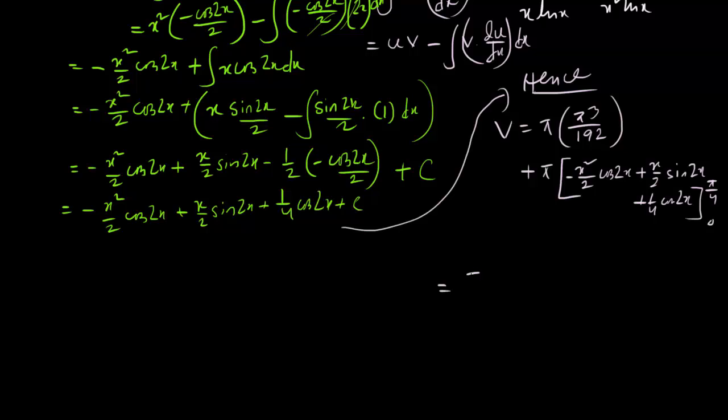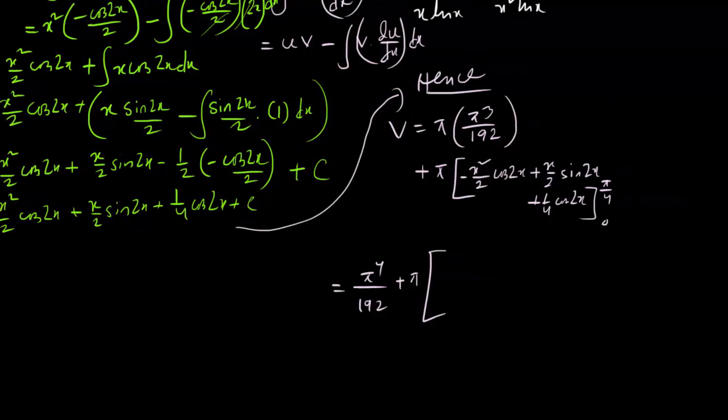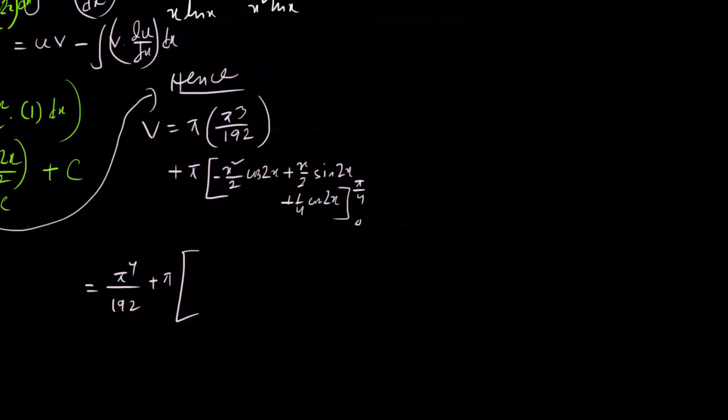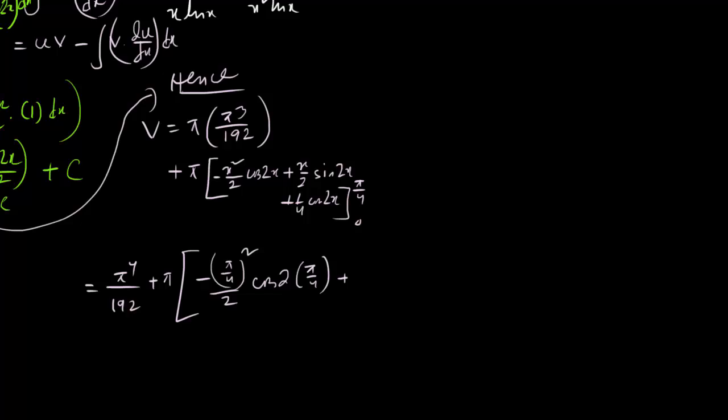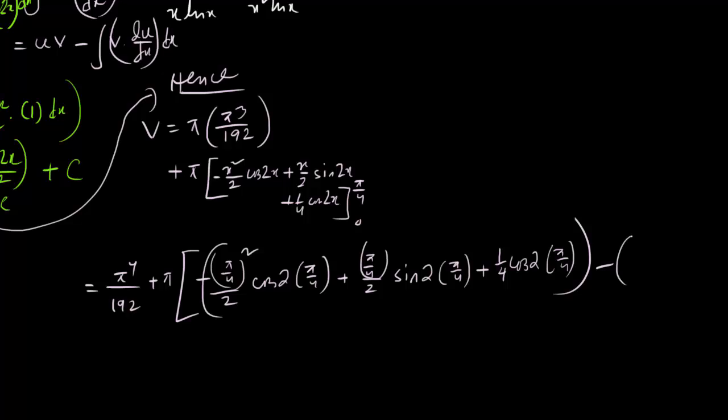So pi times pi cubed is going to be pi to the power 4 by 192 plus pi. Now let's put the value. First of all, this is going to be a rather long calculation. So if we put pi by 4 first, it would be minus pi by 4 whole squared by 2 cos 2 times pi by 4 plus x by 2 means pi by 4 by 2 sine 2 times pi by 4 plus 1 by 4 cos 2 pi by 4. So we have this minus 0.